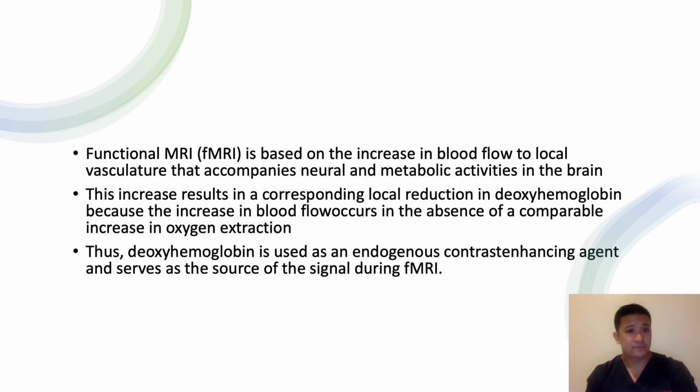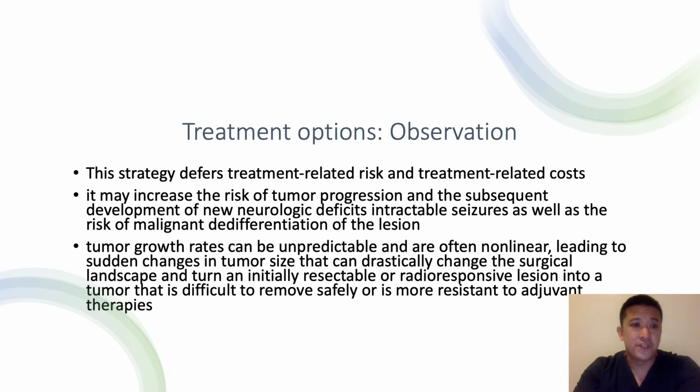So functional MRI, which is another type of MRI, just has a different sequence and uses blood flow. This is based on the increase in blood flow to local vasculature that accompanies the neural and metabolic activities of the brain. This increase results in a corresponding local reduction in deoxyhemoglobin because the increase in blood flow occurs in the absence of a comparable increase in oxygen extraction. Now, the endogenous contrast-enhancing agent used here for a functional MRI is deoxyhemoglobin. Take note of that.